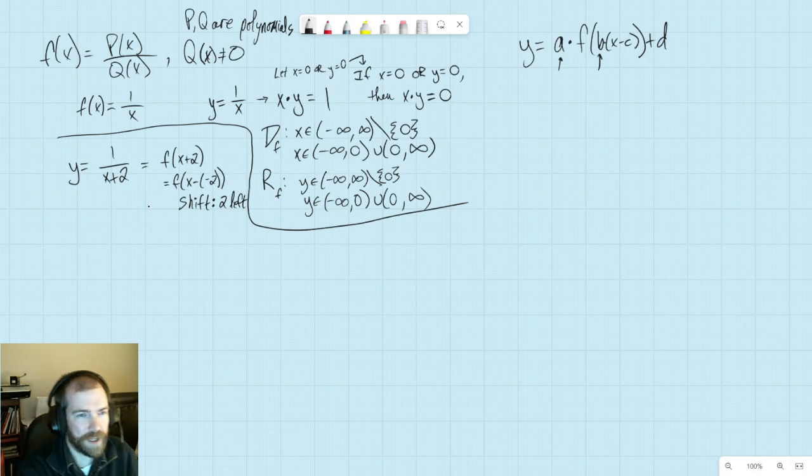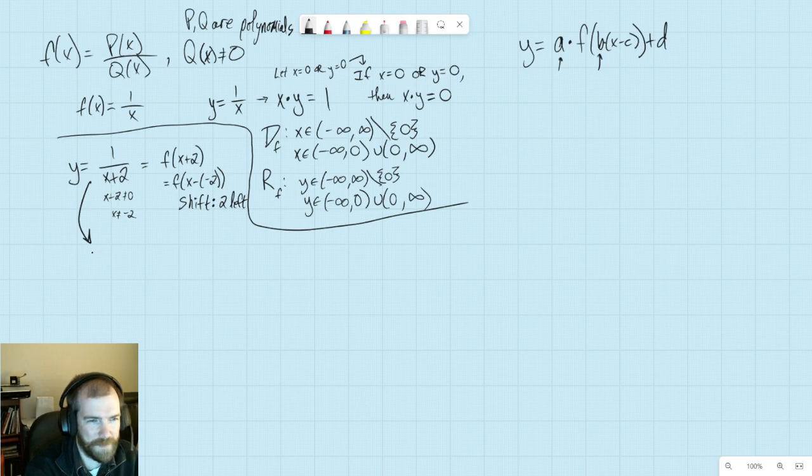All right, so here you can just know from function transformation that this is a shift of 2 to the left. Or you can say the denominator can't be 0. So, x plus 2 can't be 0 here, which means that x can't be negative 2. Or you could say that this is going to be (x plus 2) times y is equal to 1.